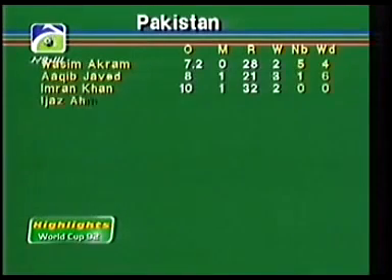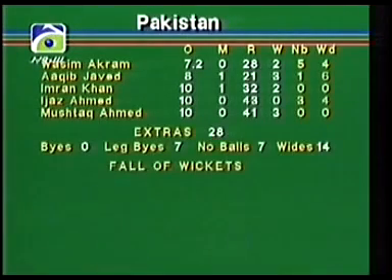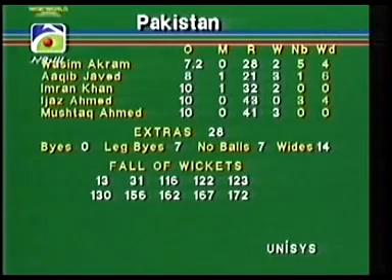Wasim Akram, 2 for 28. Aqib Javed, who achieved the breakthrough, those 2 early wickets of Tom Moody and David Boone, finished with 3 for 21. Imran Khan, 2 for 32, bowled well. Ijaz was the weak link, but no one could get at him. None for 43 and 10. And Mushtaq, the leg spinner, took 3 wickets and bowled really well out there.